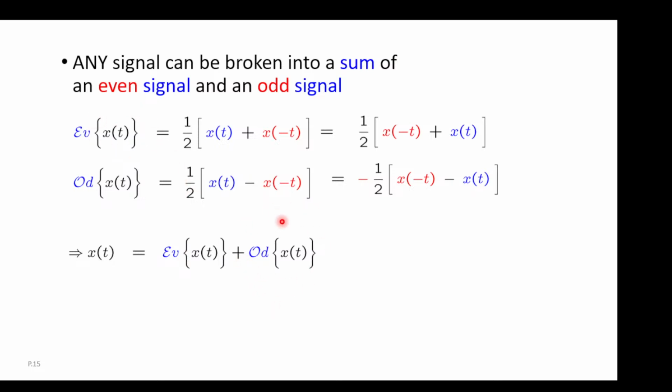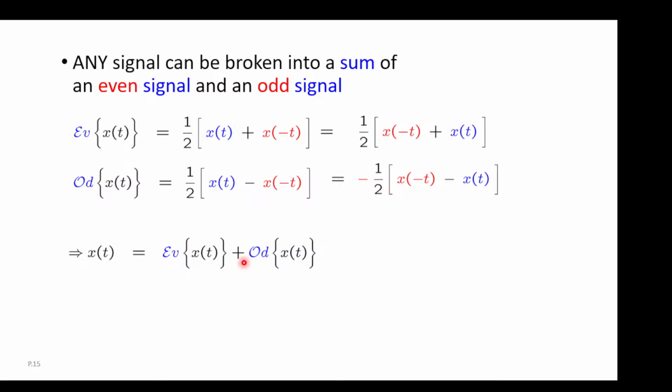Okay. And the even part of x of t is calculated as the average of x of t and the time reverse of x of t. So you add together x of t and x of minus t, and this will be an even function because if you do a time reversal on this, x of t becomes x of minus t, and x of minus t becomes x of t. But addition is commutative, so x of t plus x of minus t equals x of minus t plus x of t, so those are the same.